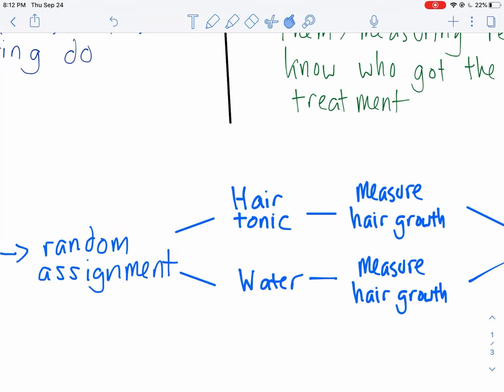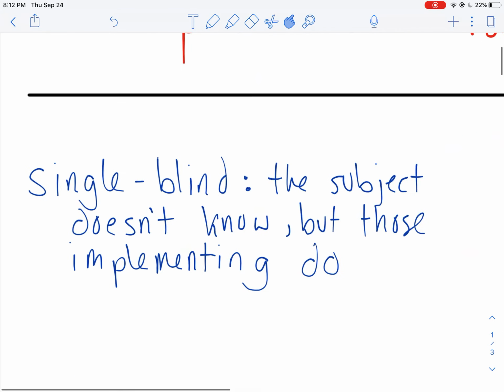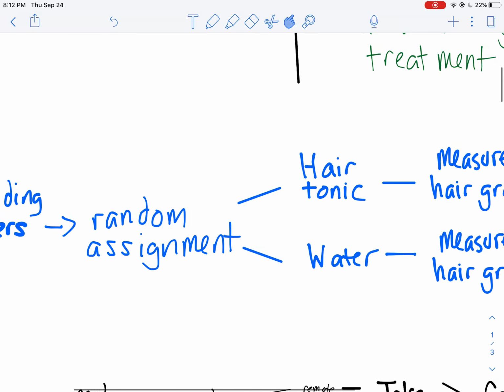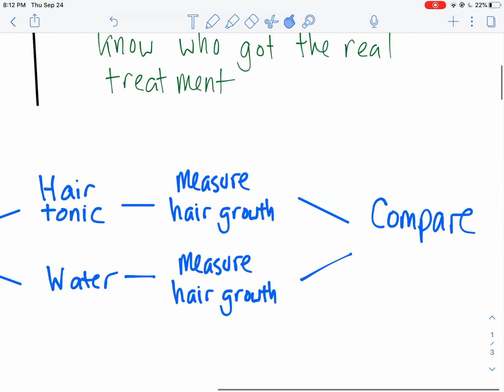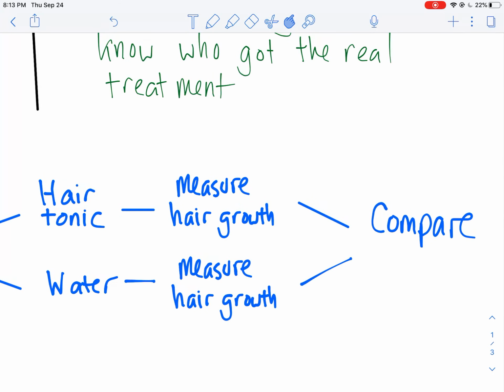So that means the people who are receiving the hair tonic and the water don't know which one they're getting. They don't know if they're actually getting this new hair tonic or the water. The reason for that is because sometimes psychologically, if people know they're getting a treatment, they're more inclined to think that there's a difference, or who knows, maybe even the body can produce a difference. So single blinding is when the subject doesn't know, but those implementing do, meaning at the very beginning, the scientist who's giving it to them knows who's getting the hair tonic and who's getting the water. So when they're measuring, they know which subjects got which.